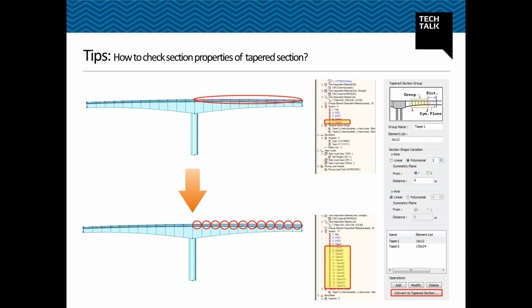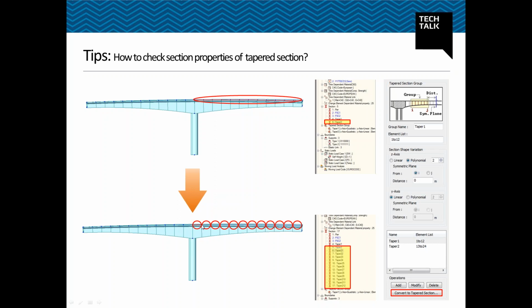I got a few questions from the UK clients asking how to check section properties of the tapered section. Once you create the taper sections using this taper section group option, you will have one taper section which represents this whole lot of the elements. If you double click this taper section, you will get this whole taper group at the same time. So you'll only get those section properties result at each end, I end and J end here.